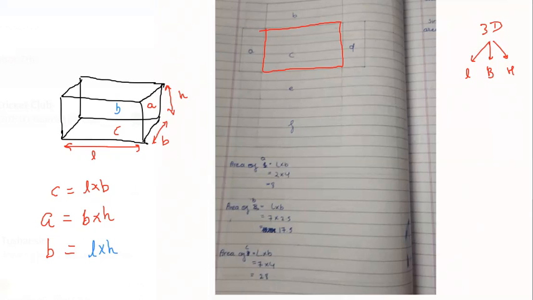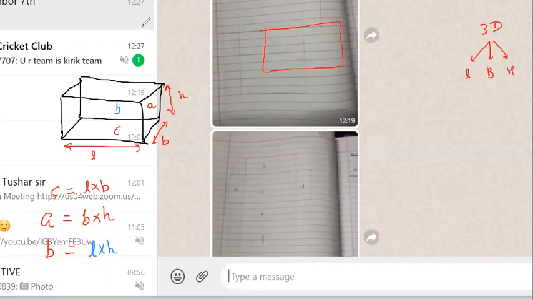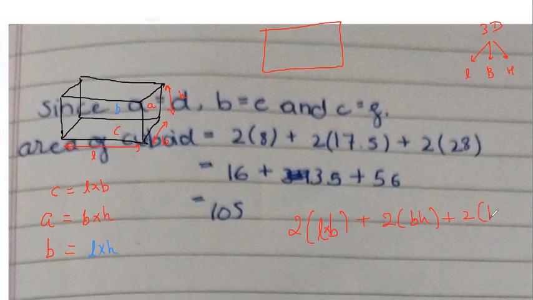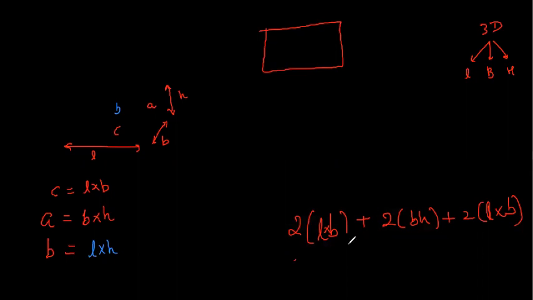Since you added all of them, can you see that 2 times? So can I write the formula as 2 bracket L into B, plus 2 bracket B into H, plus 2 bracket L into H. Sana, is this thing clear? Did you understand the formula, how to derive it? Since 2 is common, 2 bracket LB plus BH plus HL is the total surface area of the cuboid.